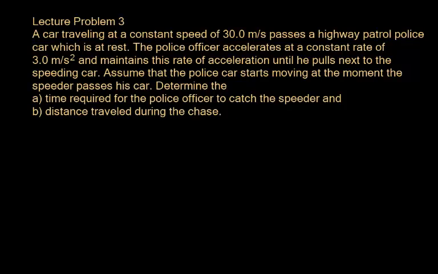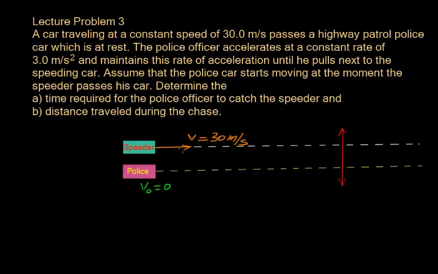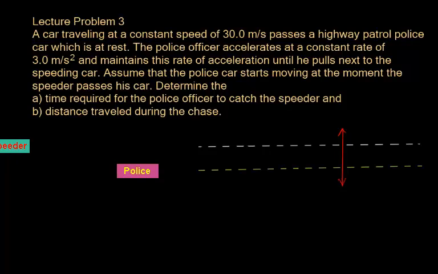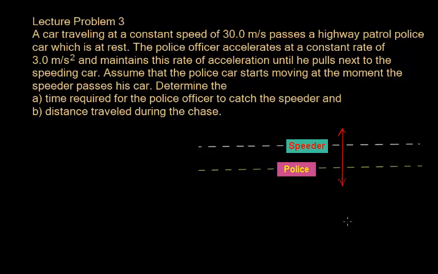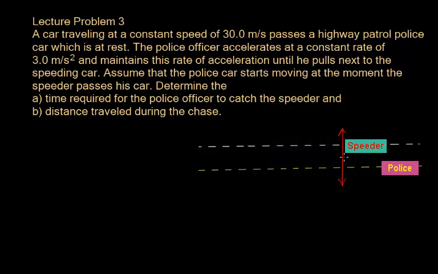First, let's sketch this chase by means of a very simple diagram. The speeding car is moving at a constant speed of 30 meters per second all the time, but at the moment when the speeder passes by the police car, the police car, starting from rest, starts accelerating and chases the speeder. At some point in time, where the red line is located, the police car is going to catch the speeder.